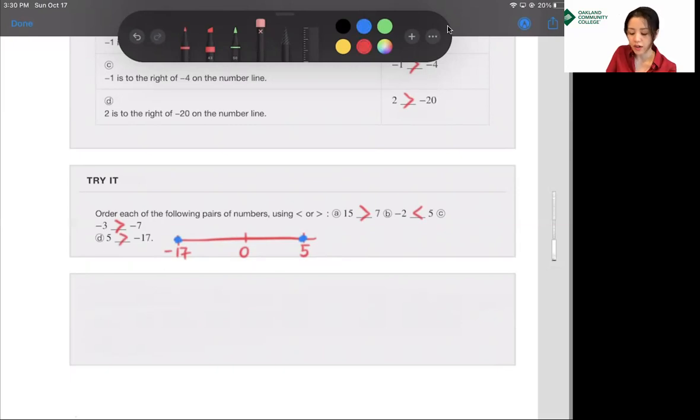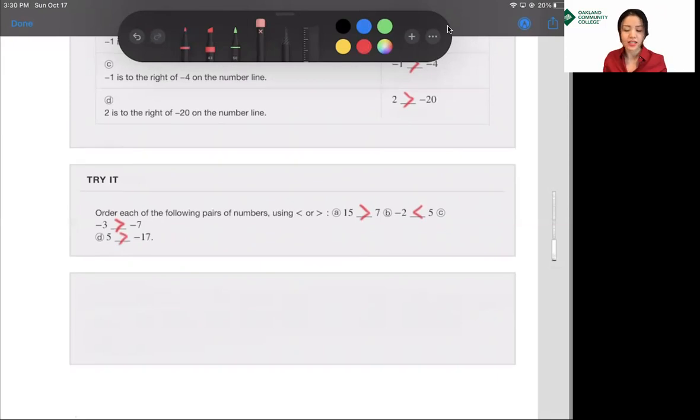So that's how you compare two numbers. If you can't do it in your head, draw it out. When in doubt, draw it out. So you're less likely to make a mistake.